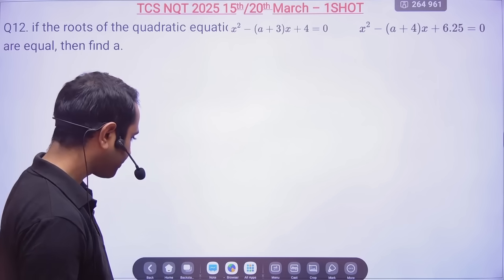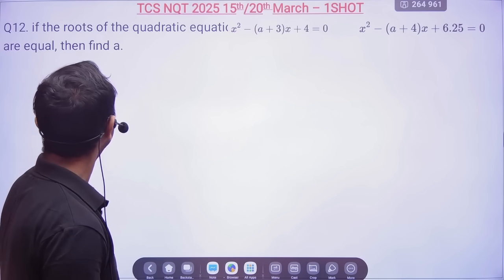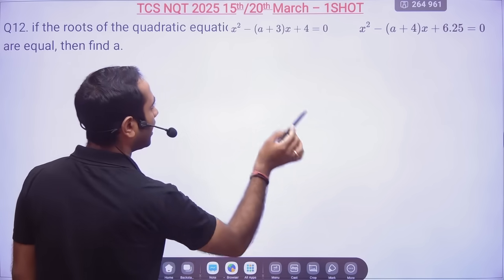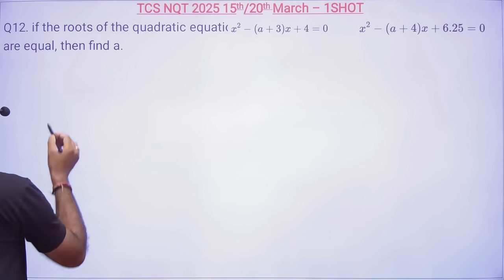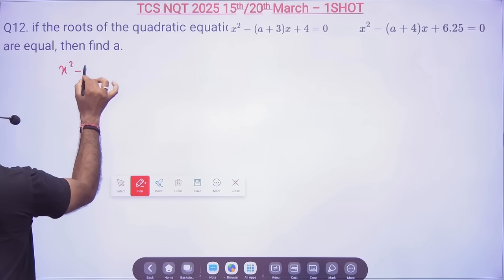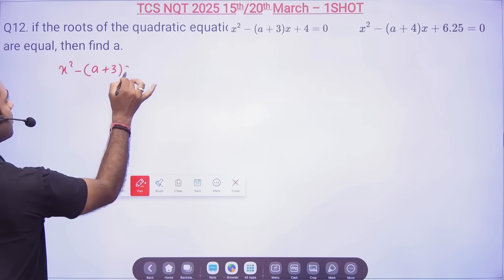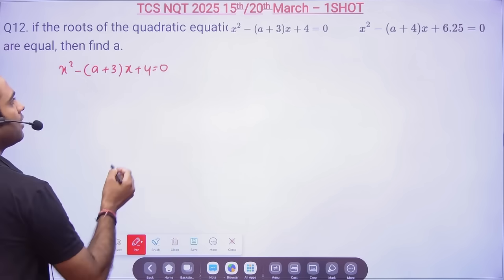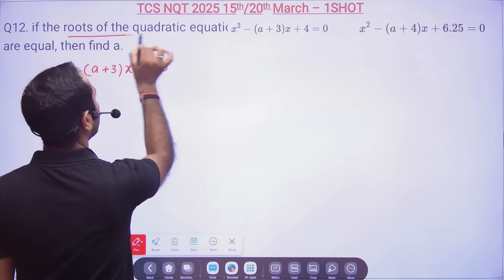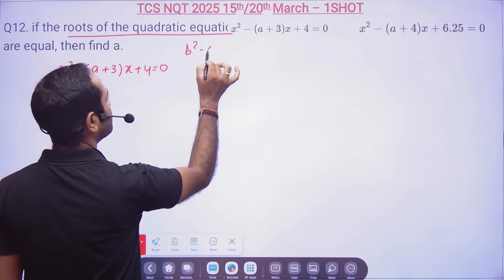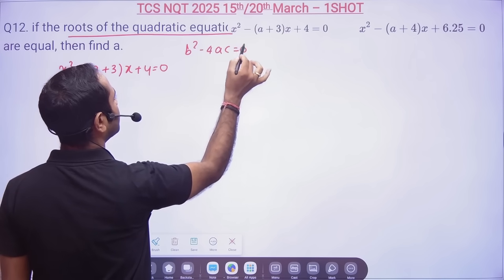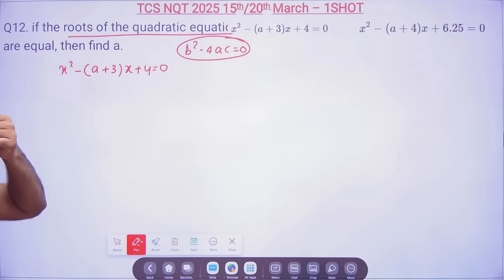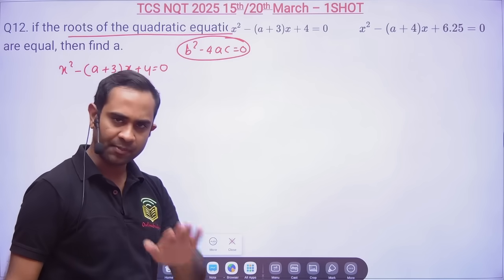Okay, now here if you see the roots of the quadratic equation, we have 2 quadratic equations and their roots are equal. Then you have to find out the value of a. So it's very simple. Friends, if your roots are equal, then b square minus 4ac will be equal to 0. So this is your discriminant. If your roots are equal, then b square minus 4ac will be equal to 0.